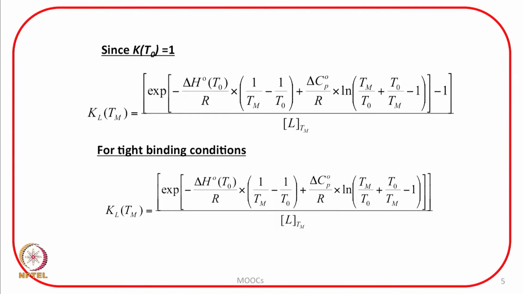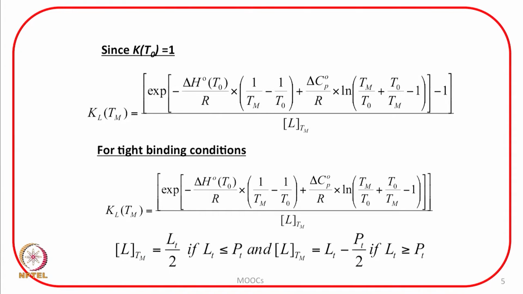Now, let us move ahead. Let us look at these conditions. According to these conditions, the concentration of ligand at transition temperature is total ligand concentration divided by 2 if the ligand concentration is less than the total protein concentration.